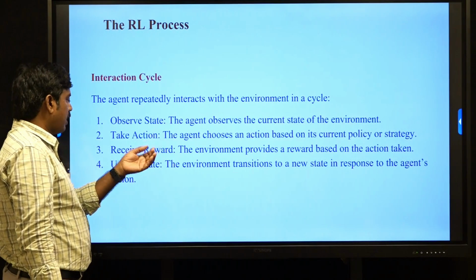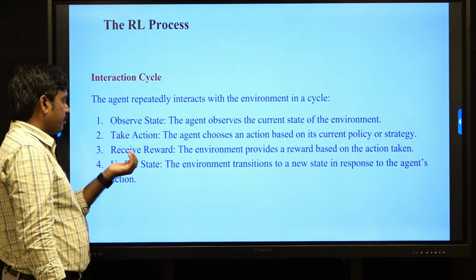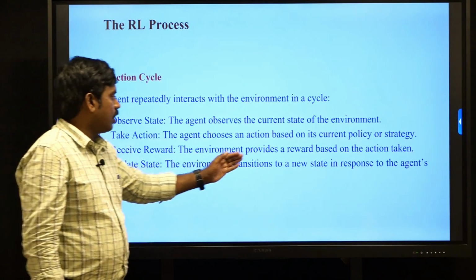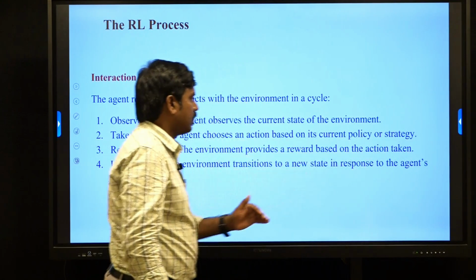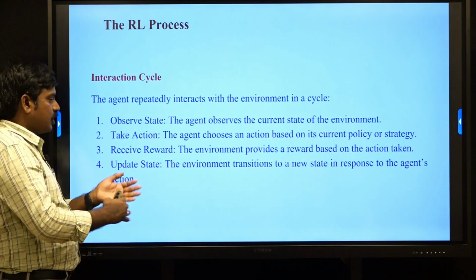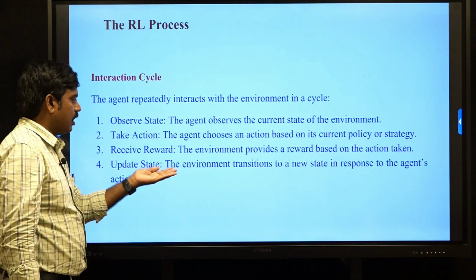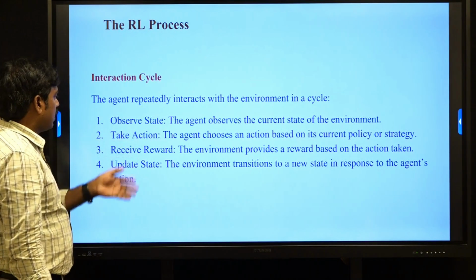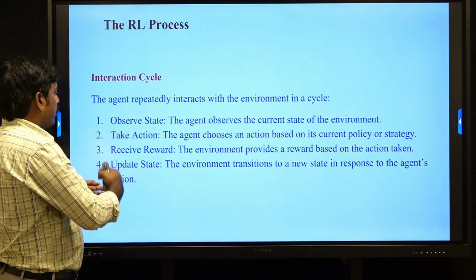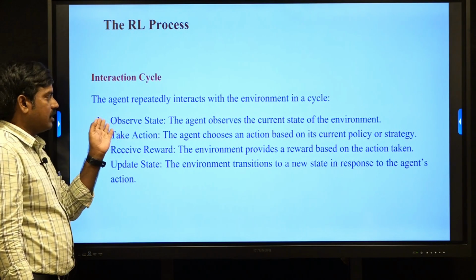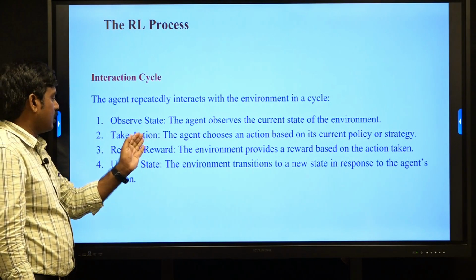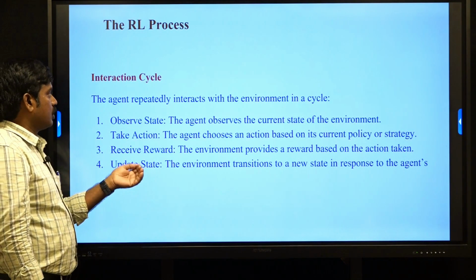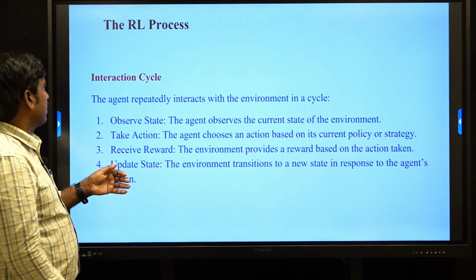Next, after applying the action, the environment produces a reward for the agent. So the agent receives the reward. The environment provides a reward based on the action taken. After that, the state of the environment also changes. Update the state: the environment transitions to a new state in response to the agent's action. Okay, these are the iterative operations to reach the target. The agent observes the state, applies some action, receives the reward from the environment, and the state of the environment also changes. The process continues until the target is reached.